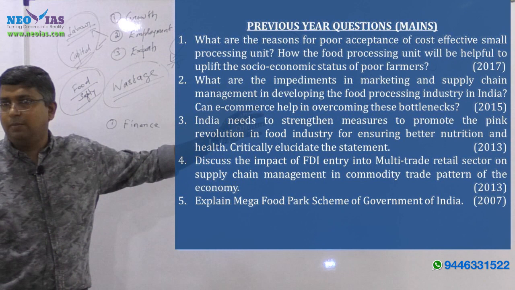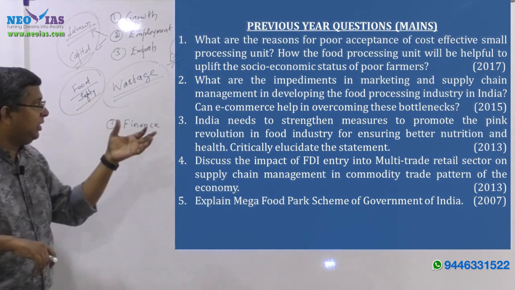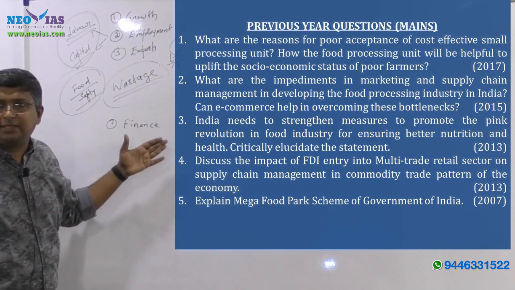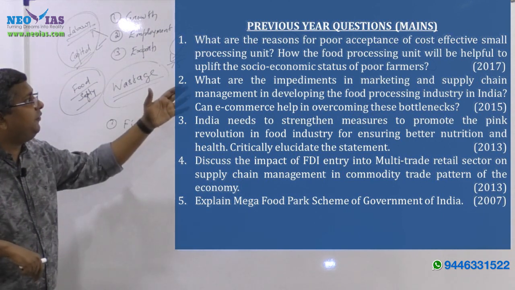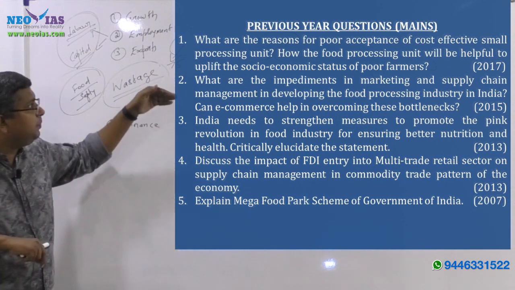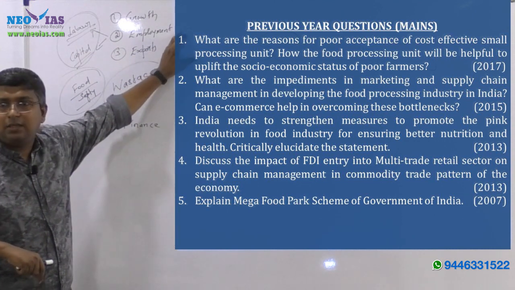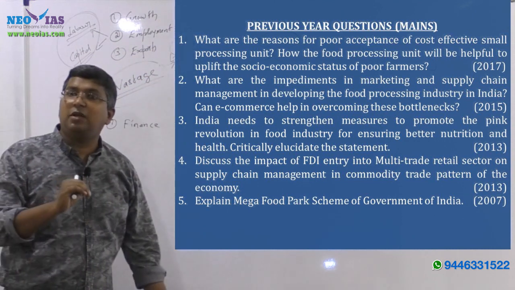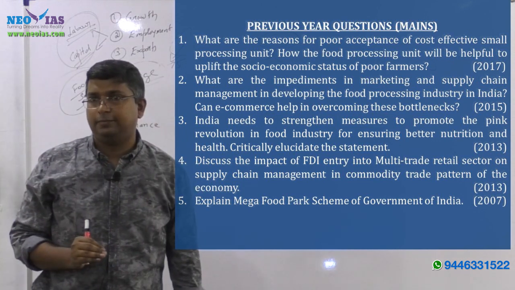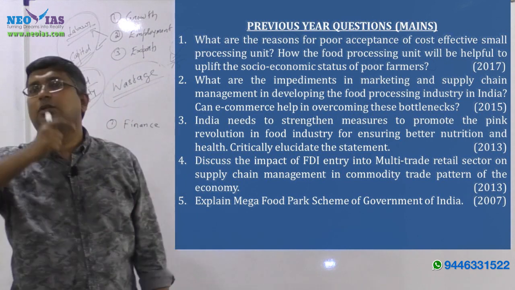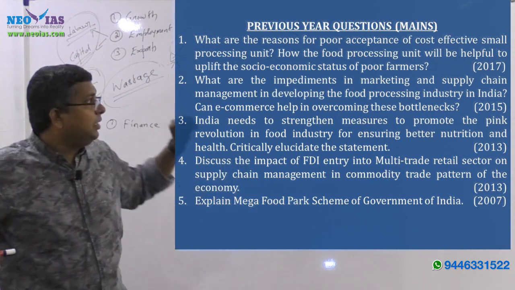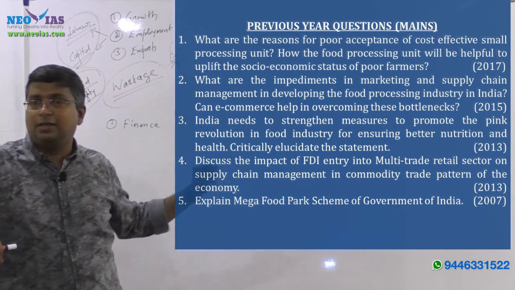We'll address it. But these are the general points: specific financing, safety related issues, then quantity or scale of production, and cost effective processing, which these small processing units will need. So when this question is being asked, higher importance should be given to the reasons for lower acceptance. At least 5 points you have to write, and then give a small solution also.